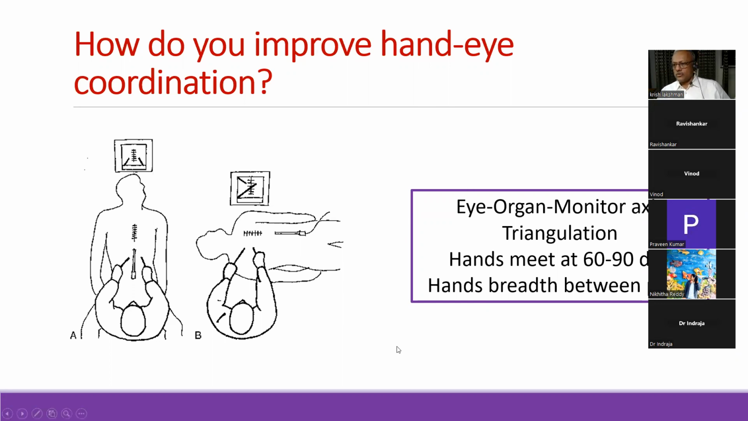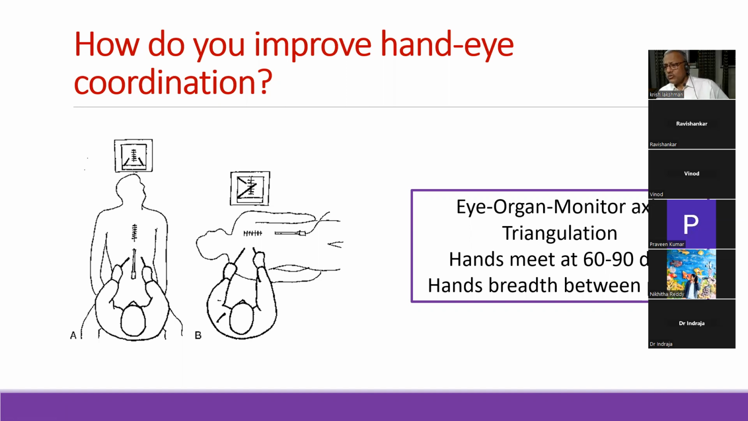So if you have a situation where the camera, the telescope, is in the middle, and you have your right and left hand operating on either side, and they meet at the organ at about 60 to 90 degrees, then you have the best chance of getting hand-eye coordination. Having said that, there are many people who go parallel to the camera. Both the hands are parallel. Many people finish a whole hysterectomy like that. I have tried it myself, but I'm much more comfortable when there is triangulation.